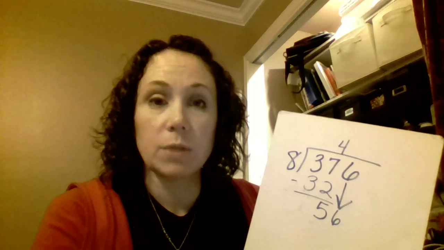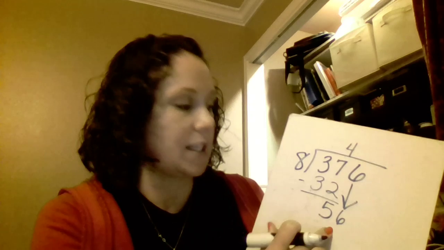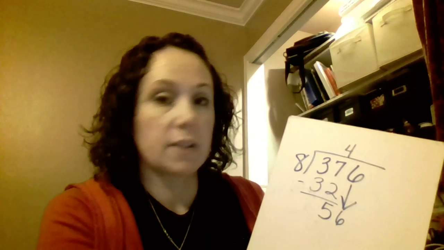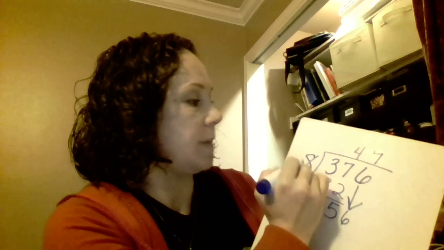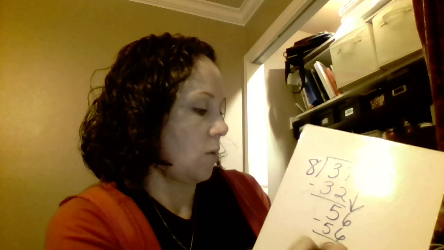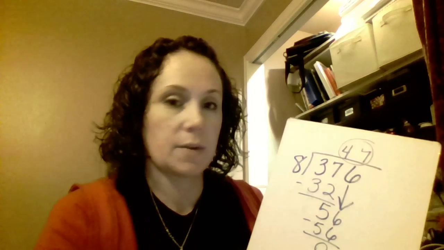Now we have a whole new division problem to work. 56 divided by 8. 8 times what is close to 56? Let's try 7. 7 times 8 is 56. Subtract it out, we get 0, and so here is our answer. Okay, let's try a little bit harder problem.